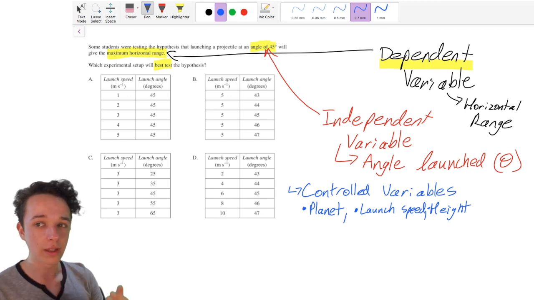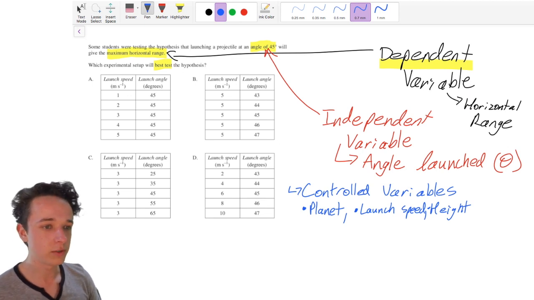Because if you're changing other things and the horizontal range is changing, then you don't know whether you can attribute the change in horizontal range to the angle changing or some other variable changing. And so that's why we have the concept of controlled variables. So let's see which one of these experimental setups here fulfills those requirements.